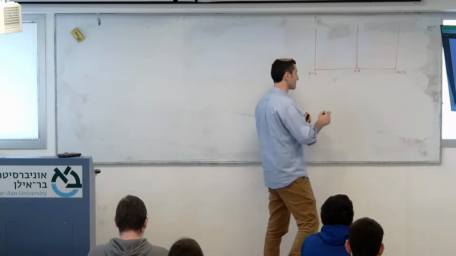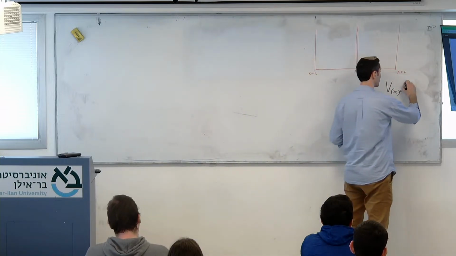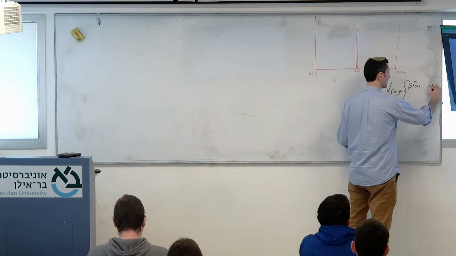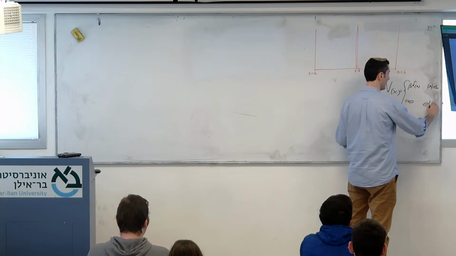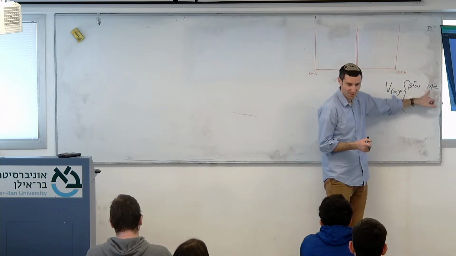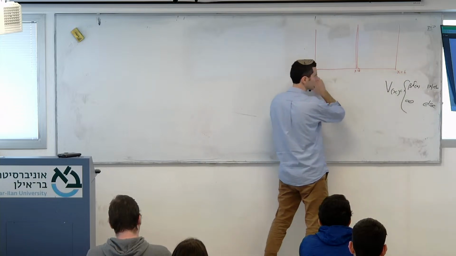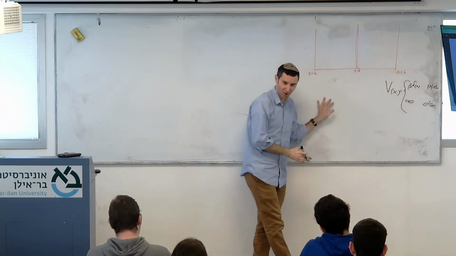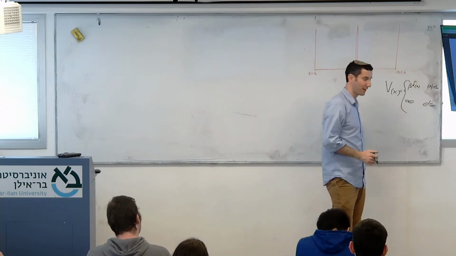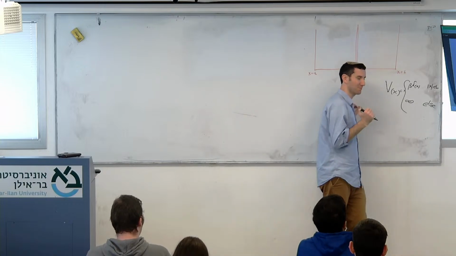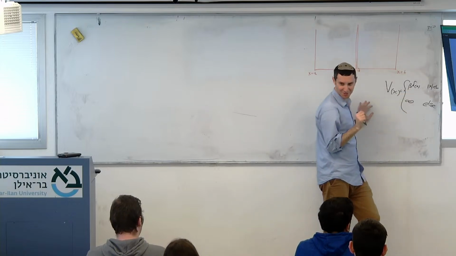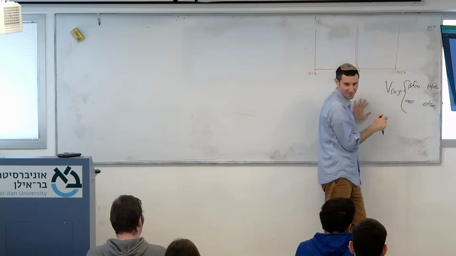I can write here V of x is equal to beta delta of x, where the absolute value of x is smaller than L, meaning between minus L and L, so all I have is a delta function in the middle, and infinity else. One of the questions that Eli Balkai, the professor I'm used to, likes to ask here, just to make sure you understood, is what are the units of beta?